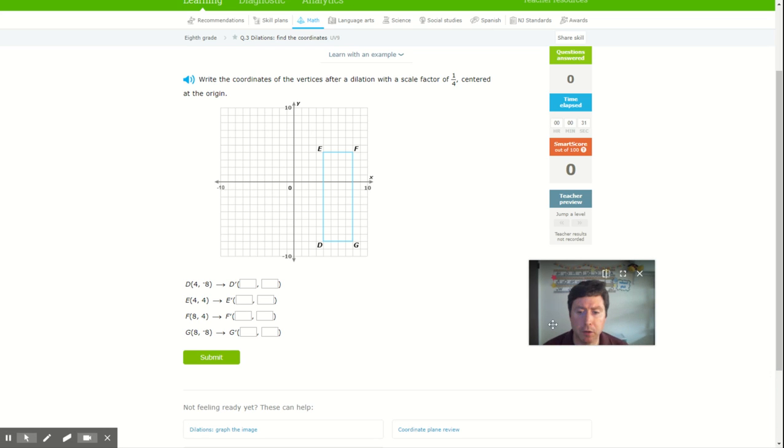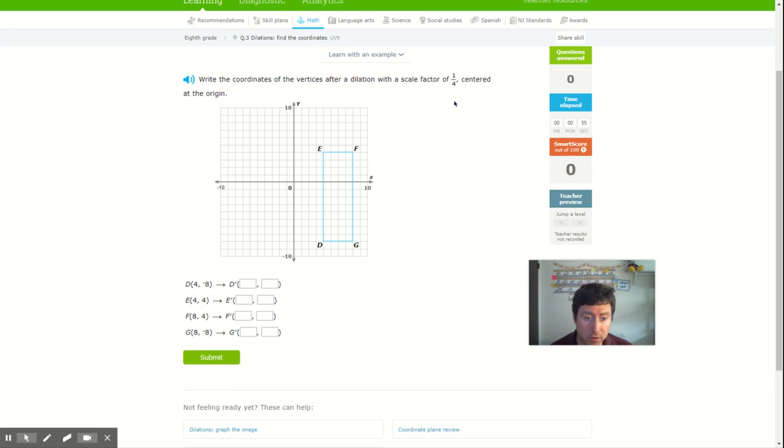Hey, boys and girls. So this is for Q3 dilations, find the coordinates. If you remember from yesterday, dilation is where you stretch a figure and shrink a figure. If my dilation is less than 1, like in this case, it's 1/4, I'm shrinking my figure. If it's greater than 1, then you're stretching your figure.